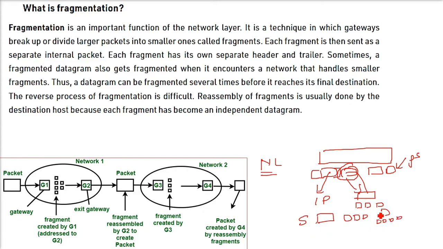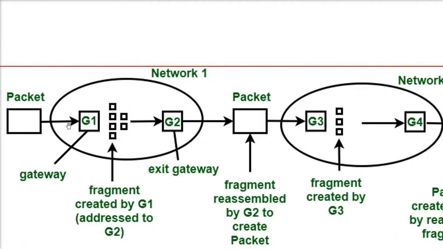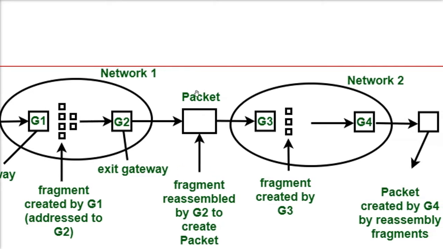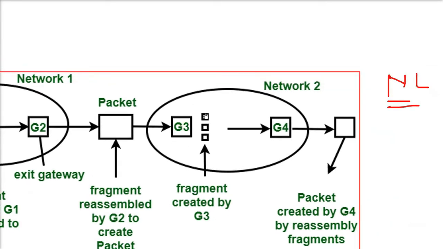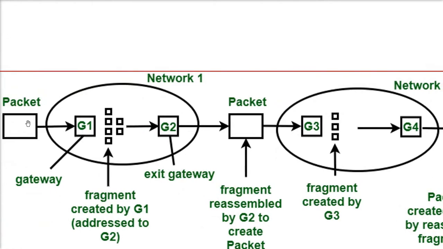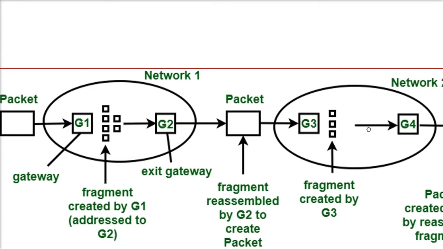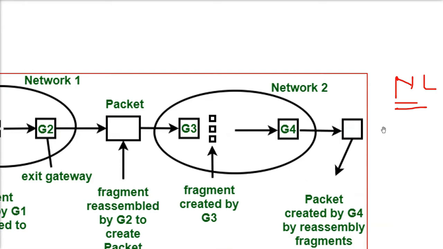Now let me show you here. See, we have a packet coming. This is gateway 1. Now the gateway has divided the packet into fragments. Now it has crossed to the next gateway, where reassembly is done. Now this is coming to G3. So here you see G1 has divided it into 6 fragments, and G3 has divided it into 3 fragments. So it depends on the network also.